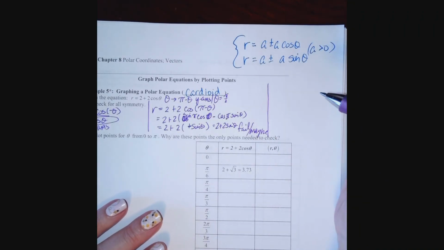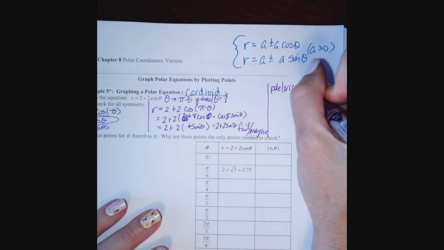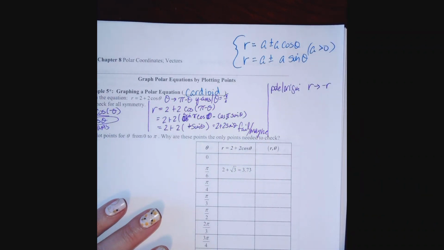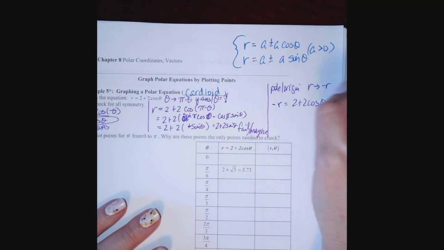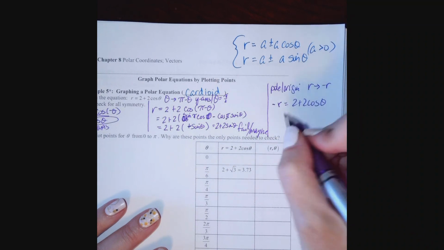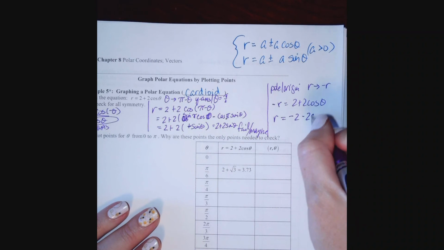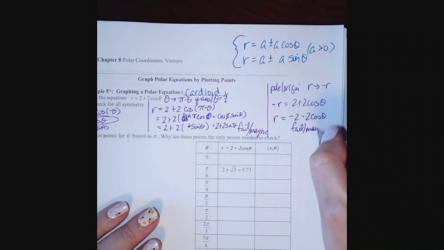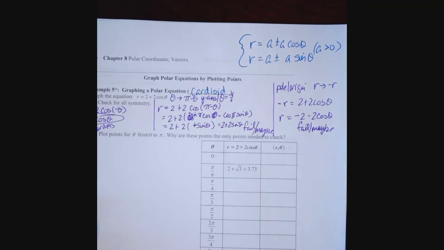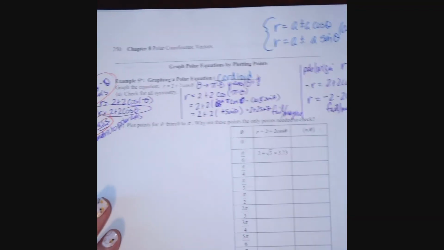And then finally, my third check is to check for origin or pole symmetry. And I do that by replacing r with negative r. So that would be negative r equals 2 plus 2 cosine theta. If I divide both sides by negative 1, I get negative 2 minus 2 cosine theta. That's not what I started with. So that is a fail, which is a maybe. So I got a pass for sure for polar axis symmetry.